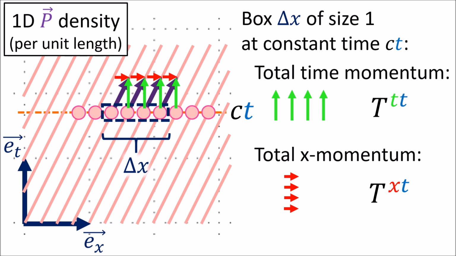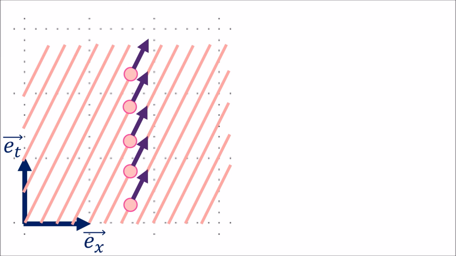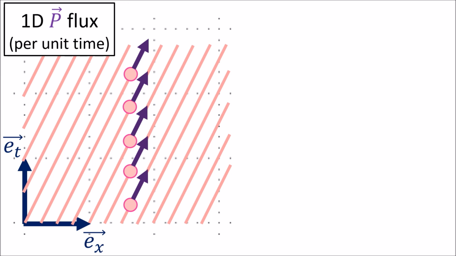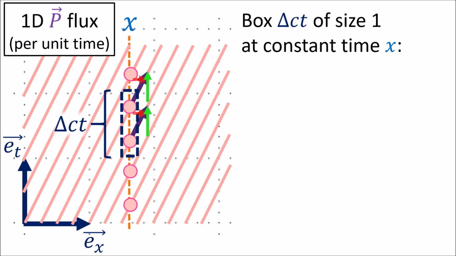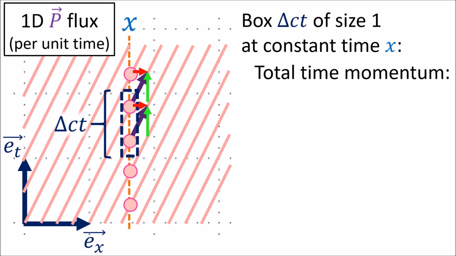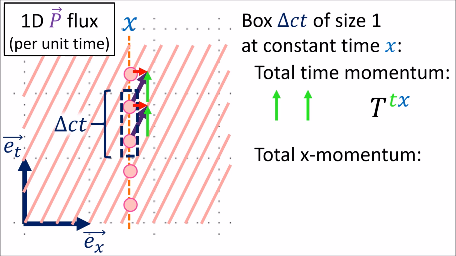boundary of constant time. We can also look at the total momentum contained in the x flux of particles, which is just the particles that pass through some point at a constant x value in 1 unit of time, which is represented by a vertical line segment. The total time components of these 4 momentum vectors gives us the time x component of the energy momentum tensor, the total time momentum crossing a boundary of constant x. And the total x components of the 4 momentum vectors gives us the xx component of the energy momentum tensor, the total x momentum crossing a boundary of constant x.